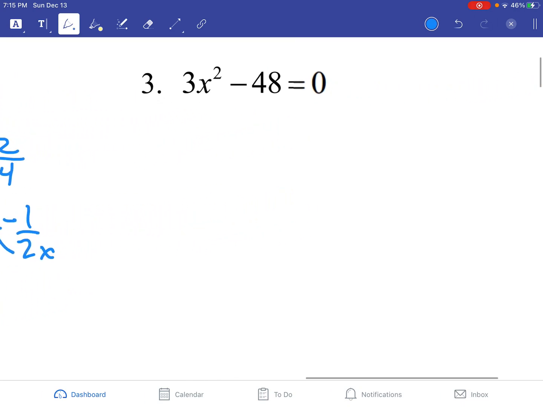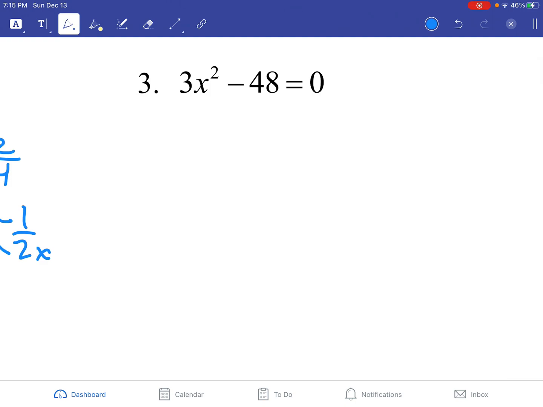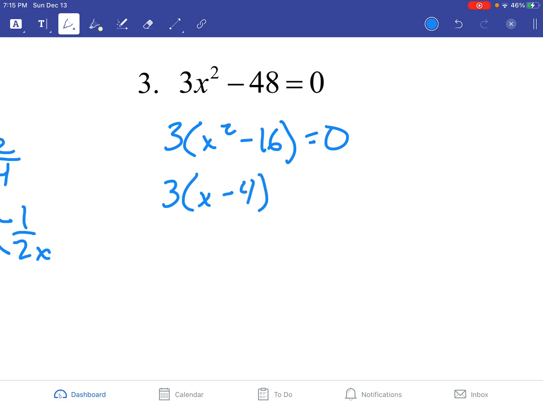And number 3, we can do a couple things. You could do solving using square roots. What I'm going to do, though, is take the greatest common factor of 3 out, which leaves me with x squared minus 16. And then I can factor x squared minus 16 because that is a difference of 2 squares, because x squared and 16 are both perfect squares. I can use that as factors of x minus 4 and x plus 4.